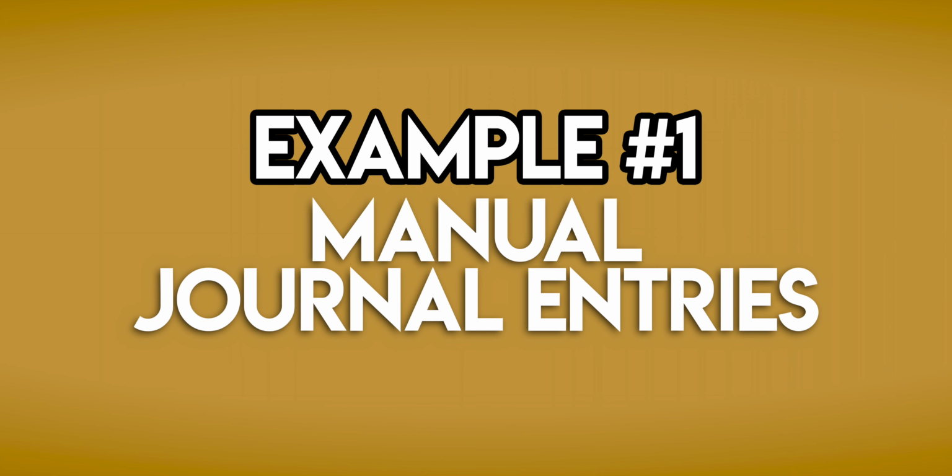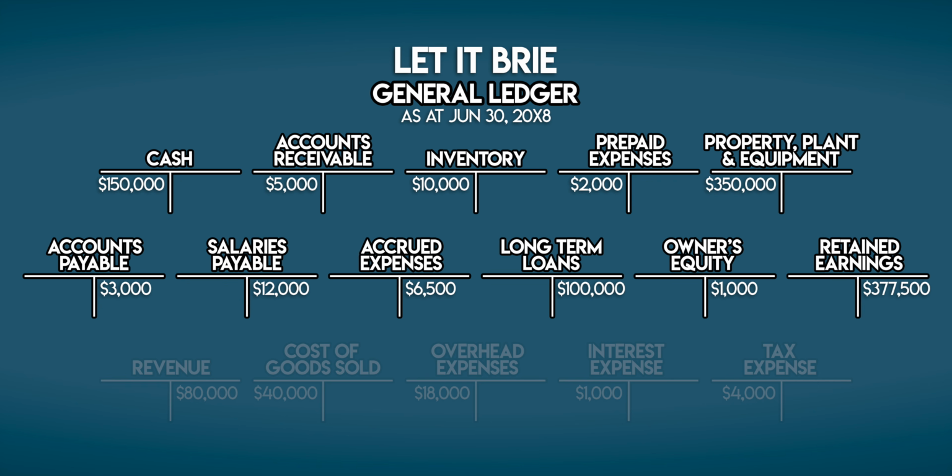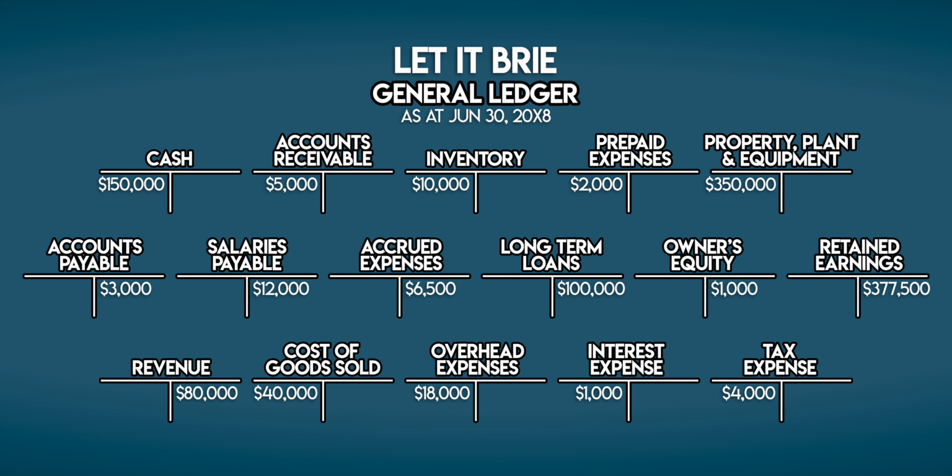Example 1, manual journal entries. Let It Brie's General Ledger looks something like this. It's a collection of all your accounts and journal entries. You have your assets, your liabilities, your equity, your revenue, and your expense accounts, and as usual, debits are on the left and credits are on the right.